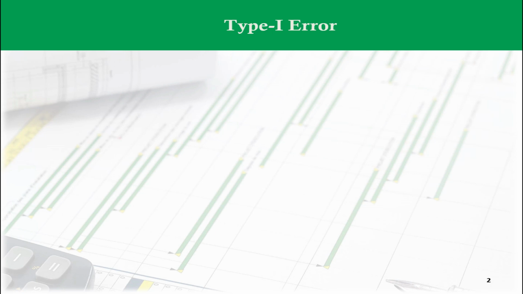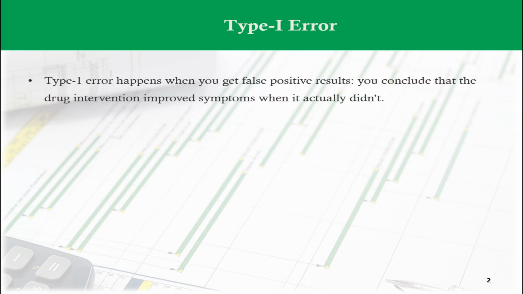Type 1 error. In statistics, a Type 1 error happens when you get false positive results. You conclude that the drug intervention improved symptoms when it actually didn't. These improvements could have arisen from other random factors or measurement errors. In other words, Type 1 error means rejecting the null hypothesis when it's actually true.